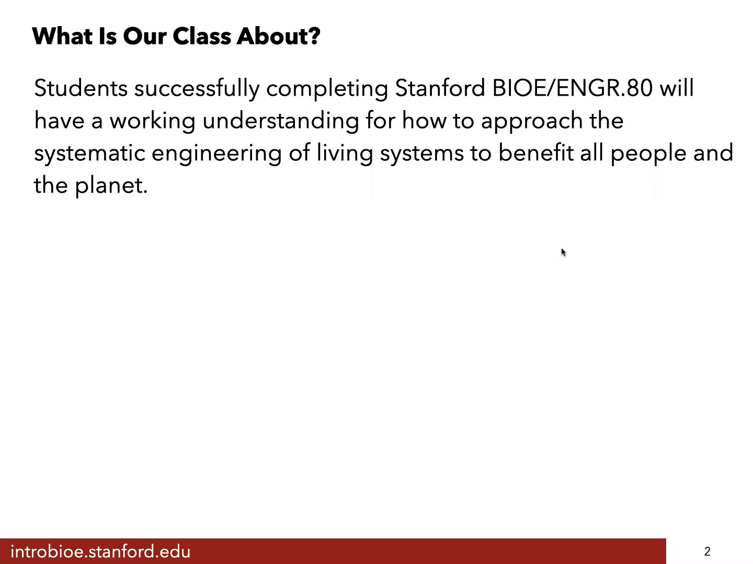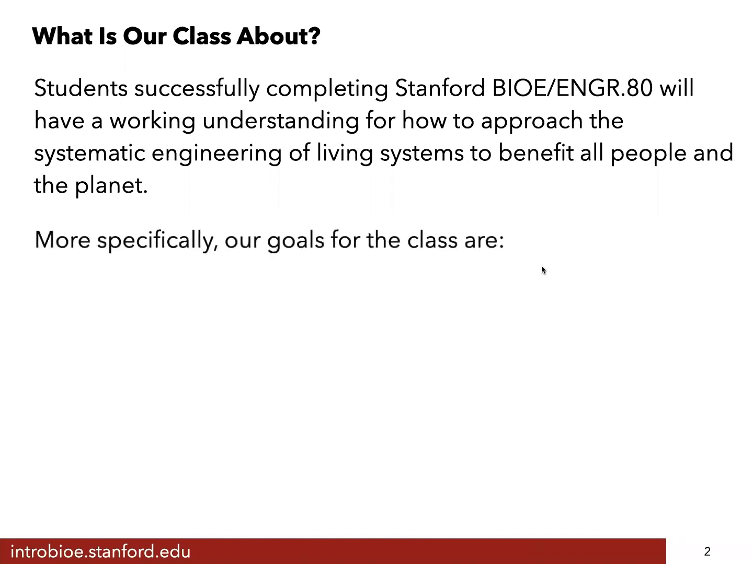Students completing the course will have a working understanding for how to approach the systematic engineering of living systems to benefit all people in the planet. By systematic engineering, we mean a general purpose way of thinking about biology as a technology, regardless of what application you might be interested in, such that if you gain access to this approach, no matter what you want to do in the future, you have a chance of getting underway.